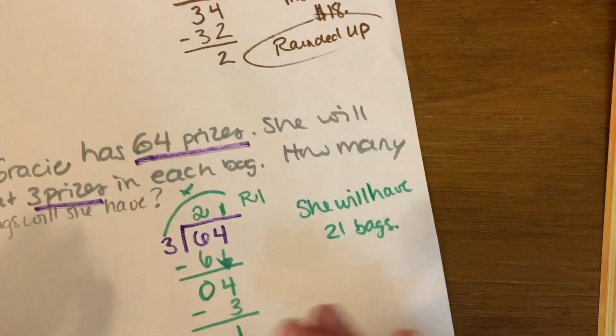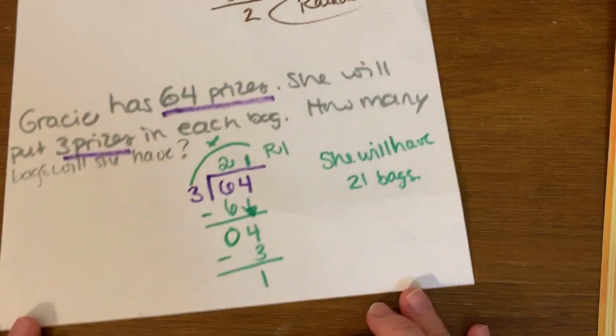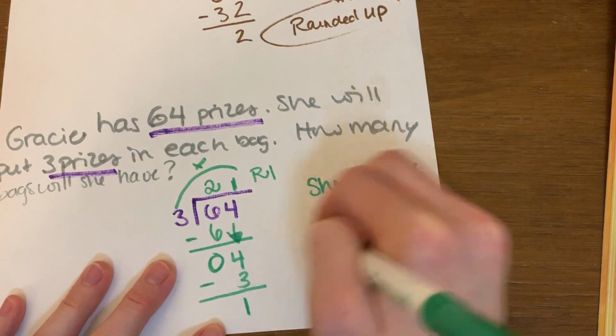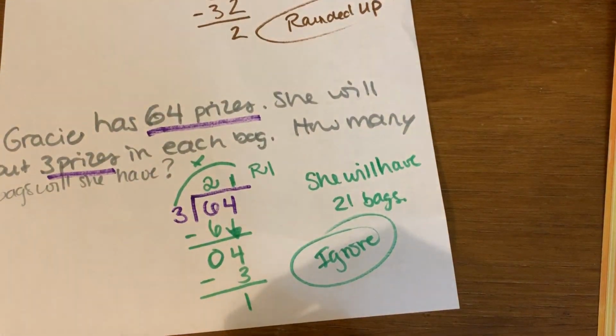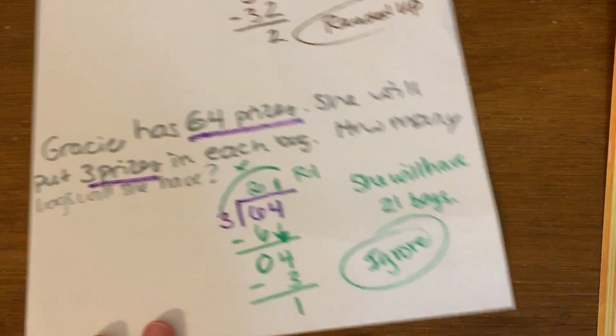All right, so what did we do with the remainder? Did we use it, round it up, or ignore it? Yeah, we ignored it. It wasn't important to our answer. We wanted to know how many bags of prizes she was going to have, not how many she was going to have left. We weren't concerned about that.